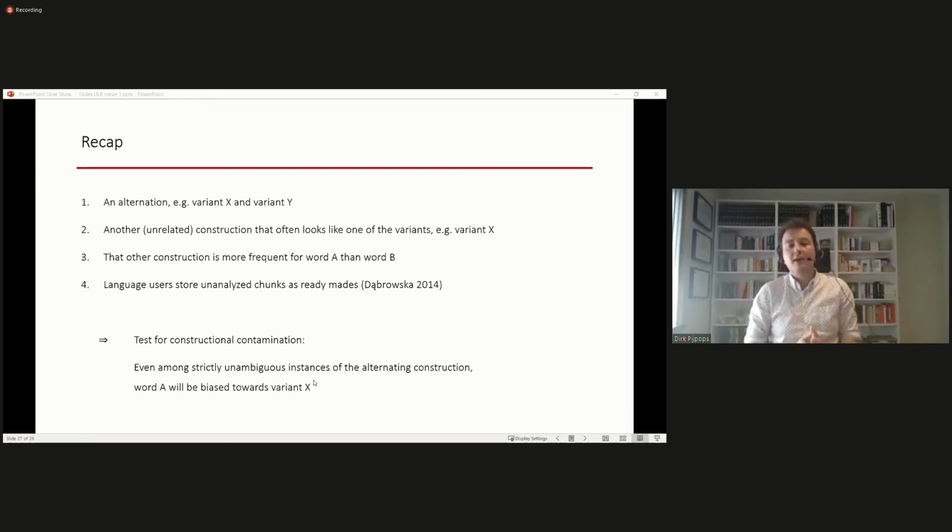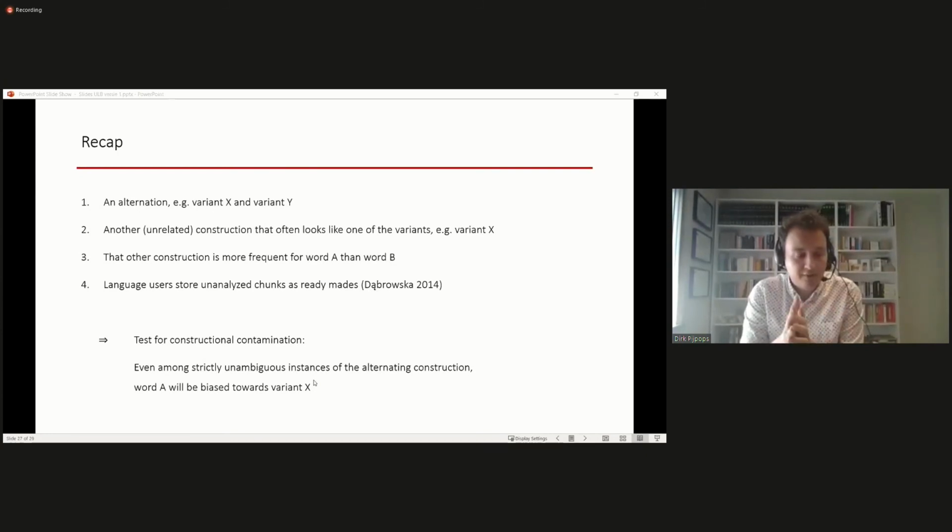All right, so quick recap. What do you need? You need an alternation. So you need variant X and variant Y. You need another construction that often looks like one of the variants on the surface. So for instance, another construction that looks like variant X.